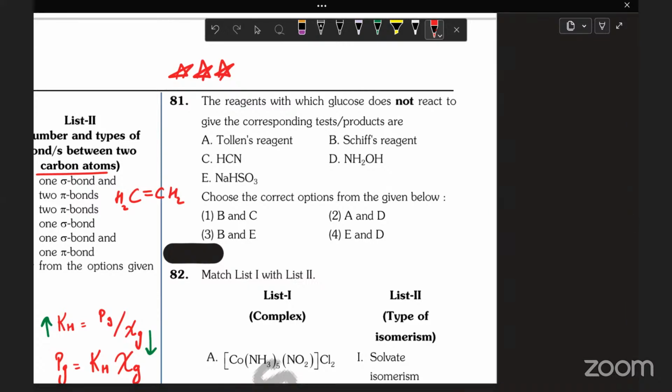You need to know what reactions they show. A lengthy one and a difficult one question, right? But all these reactions are there in NCERT, and we do teach them. So it's not a difficult question, at least for you guys.